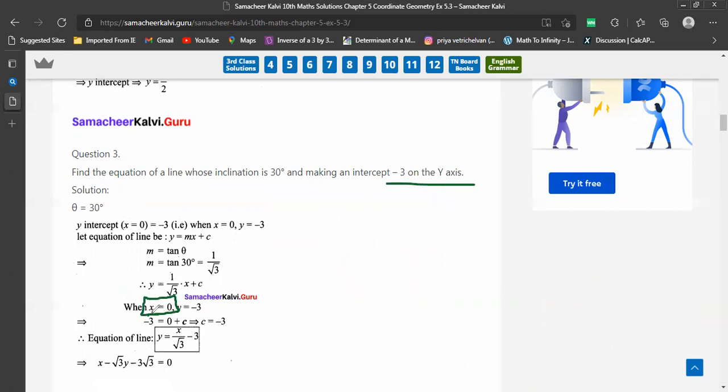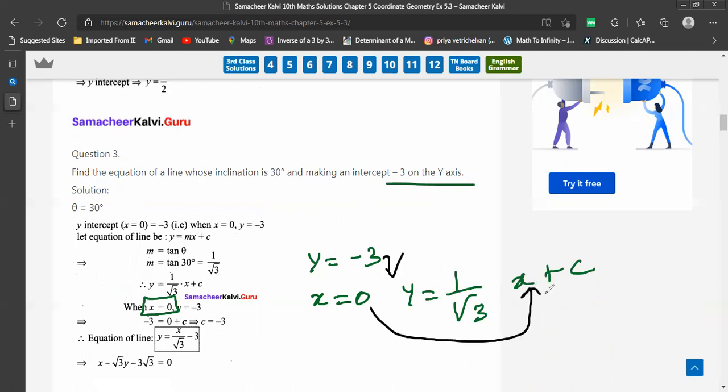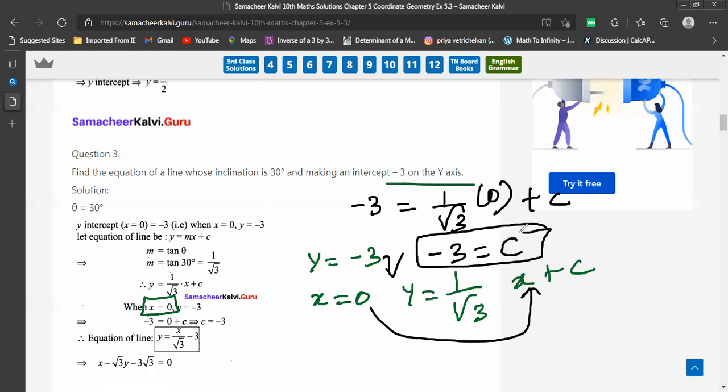So intercept negative 3 on the y-axis means at the y-axis the x coordinate is 0. Okay, so that is how you have to substitute. So you have to assume y is negative 3 and x is 0. So y is equal to 1 upon root 3 into x plus c. Just substitute y as negative 3 and x as 0 in this. So it's minus 3 equal to 1 upon root 3 into 0 plus c. It's minus 3 is equal to c.